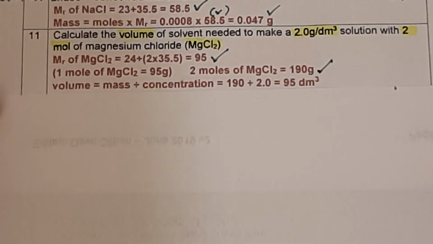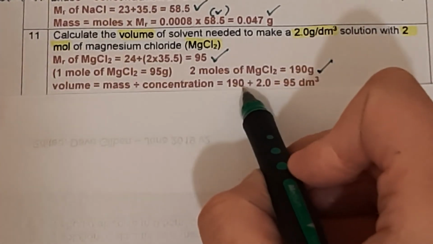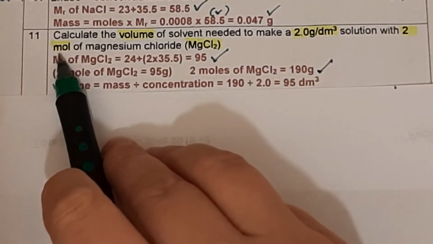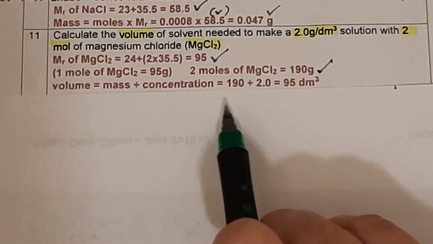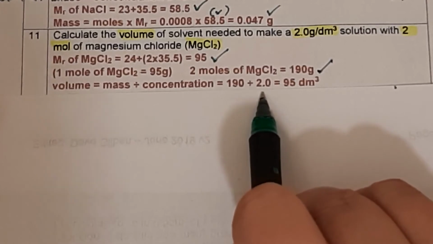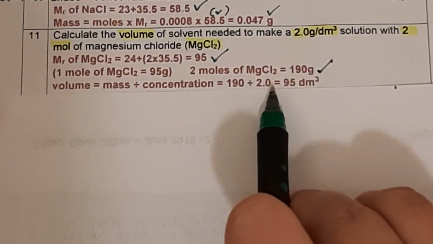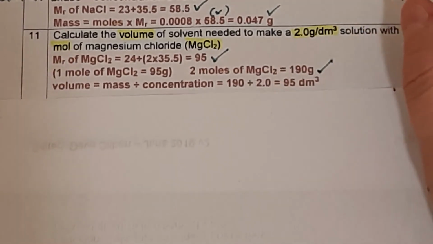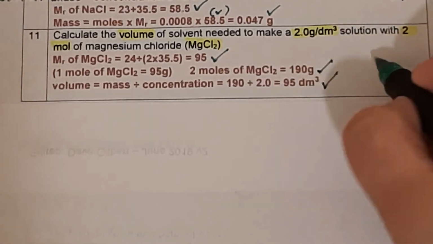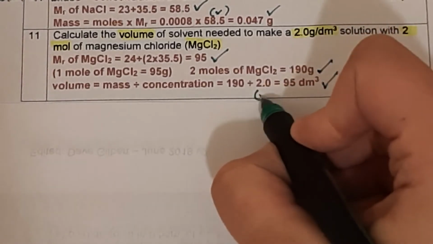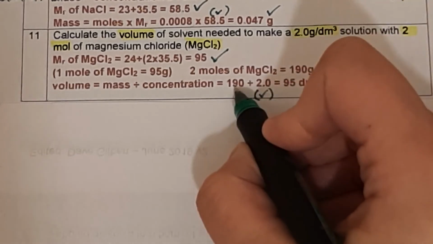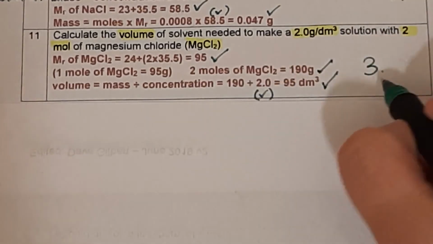Then volume is mass divided by concentration. Now our mass is 190 grams because it's 2 moles of magnesium chloride, and it's divided by 2, our concentration, which gives us 95 decimetres cubed. So this one's out of 3. There's another opportunity here to earn this second mark, showing the 190. So that's out of 3.